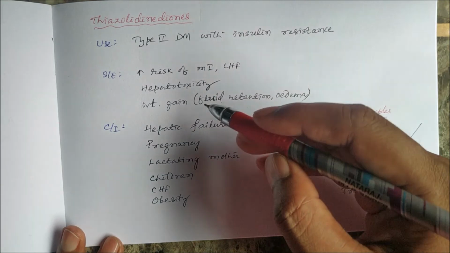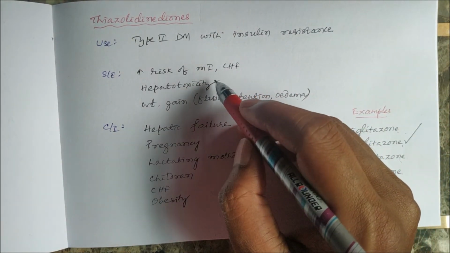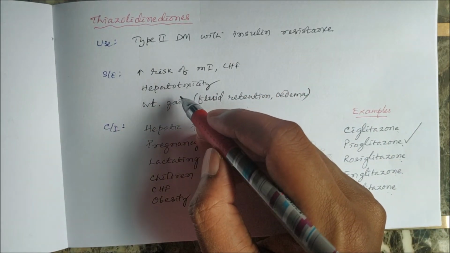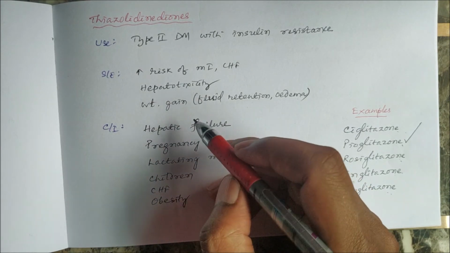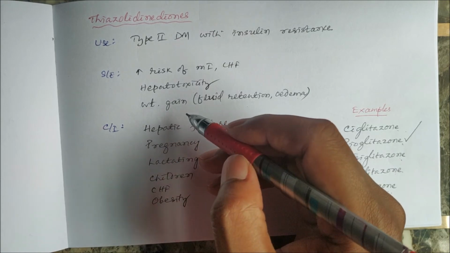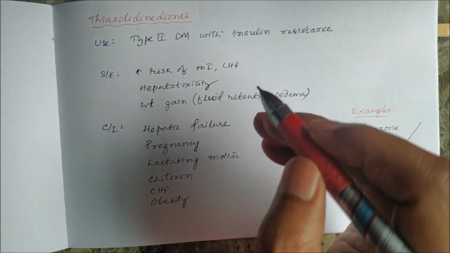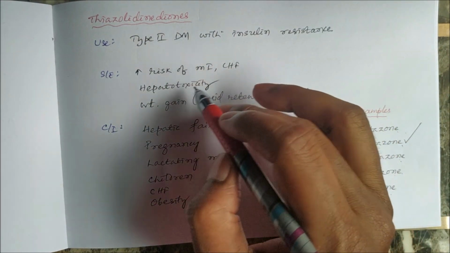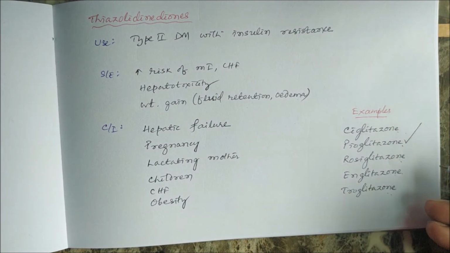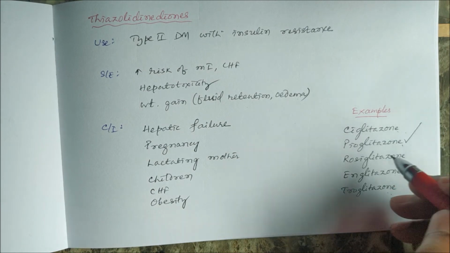However, these drugs have major side effects like risk of heart diseases, myocardial infarction, congestive heart failure, risk of liver toxicity, hepatotoxicity, and there will be fluid retention, edema. Because of that, there will be weight gain. And some of the thiazolidinediones like rosiglitazone have been withdrawn from the market because of toxicity, cardiotoxicity. So the most commonly used thiazolidinedione nowadays is pioglitazone.